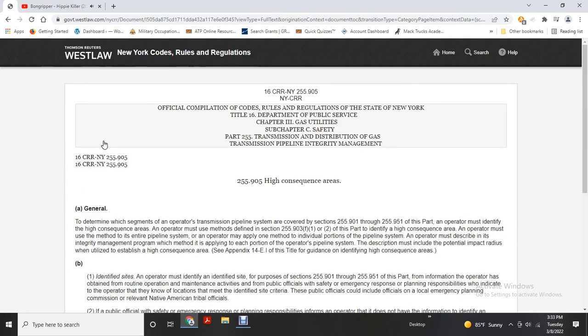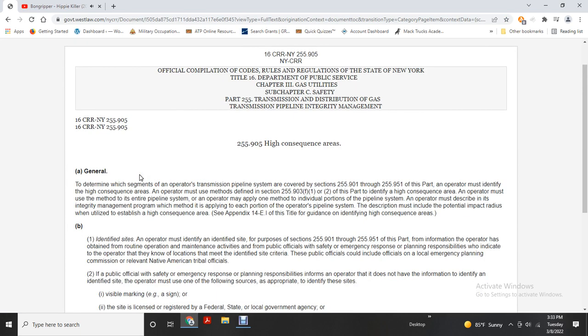High consequence area. General: for the segments of the operator's transmission pipeline covered in 255.901 through 255.951, the operator must identify the high consequence area where the operator must use the methods defined in section 255.903(f)(1) or (2). The operator must use the method for the entire pipeline system, or the operator may apply the method to individual portions of the pipeline system. The operator must describe in its integrity management program which method it is applying to each portion of the operator's pipeline. The description must include the potential impact radius when utilized to establish a high consequence area.